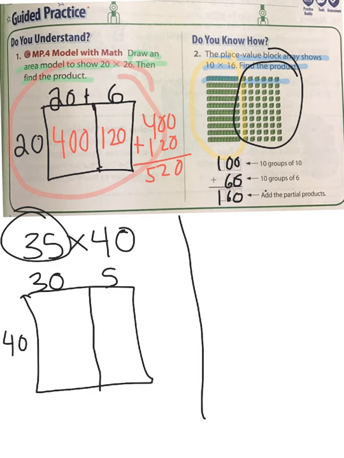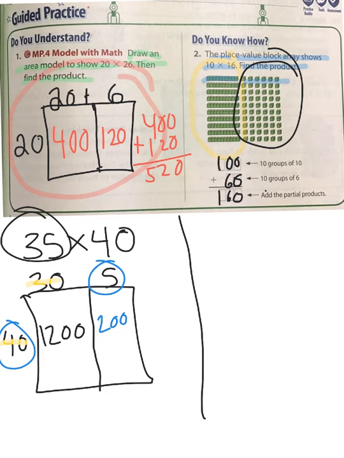So first we're going to multiply our partial products of 40 times 30. And I know that 4 times 3 is 12, and then I have to add my 2 zeros. Next, we're going to multiply our other partial product. So we have to multiply the 40 times the 5. And 4 times 5 is 20, and then add a 0. So you have two partial products, 1,200 and 200.